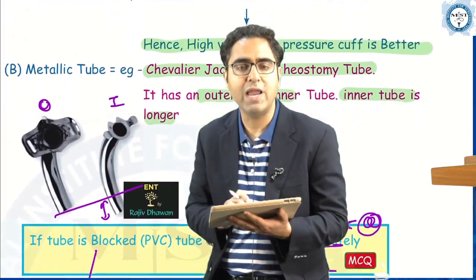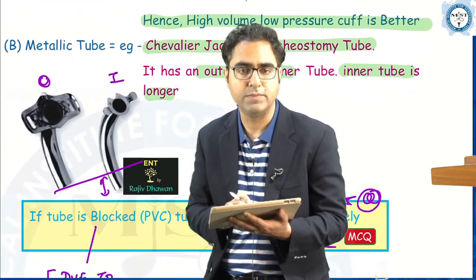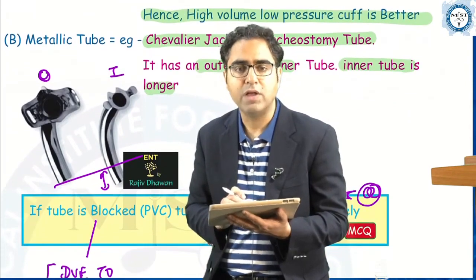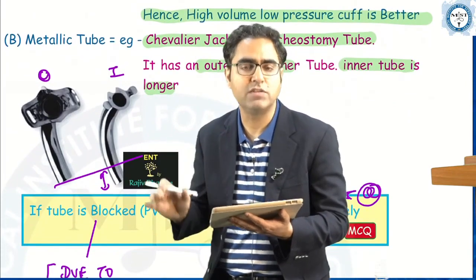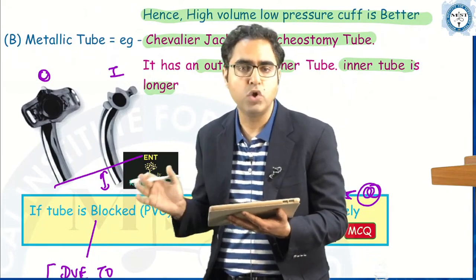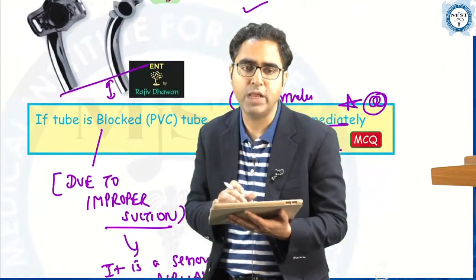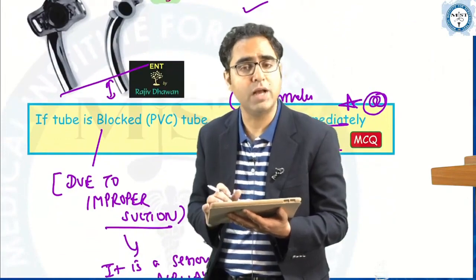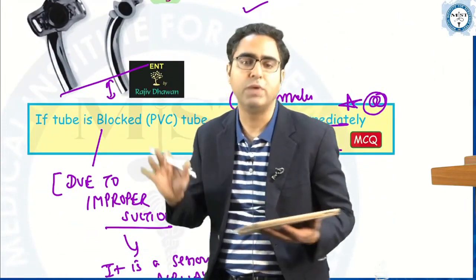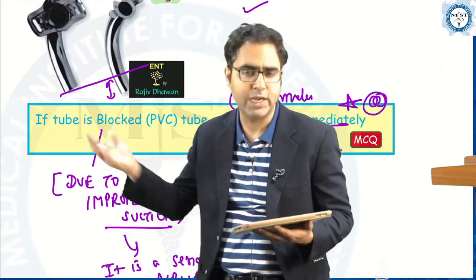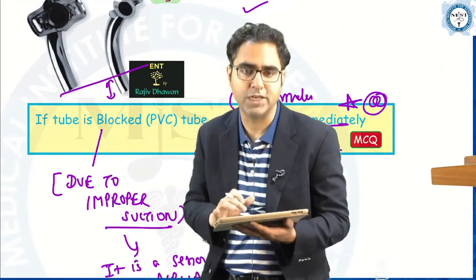Therefore, we use high volume, low pressure cuff. The metallic tube, for example the Chevalier Jackson tube, has 2 tubes, outer and inner. Inner is the longer tube. If you don't do suction properly, the tube gets blocked. The question comes, what do you do immediately? Remove the tube immediately, and put a new tube later.